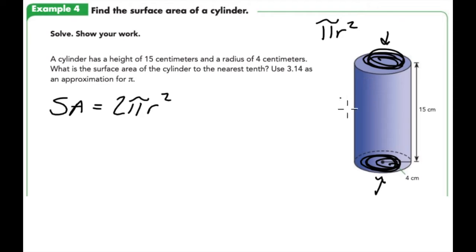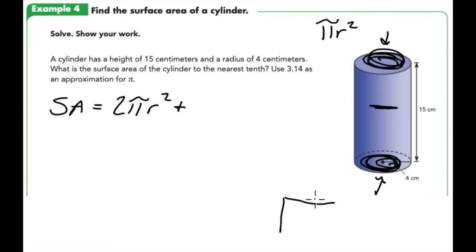Then we have this curved surface that we have to figure out. We have to figure out this curved surface area as well, so we're going to add that to this 2 pi r squared. What we learned previously is that the length of the curved surface is the circumference of the circular base, and we know the width of it is the height of the cylinder. When we roll that out, it would be a rectangle. So that would look something like this.